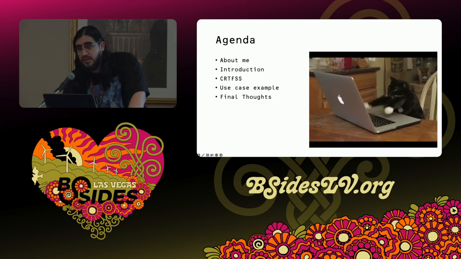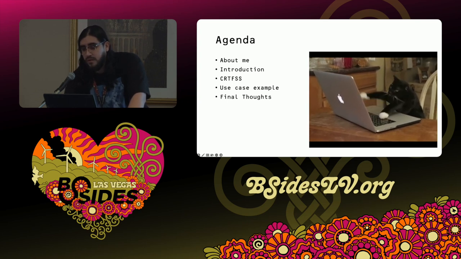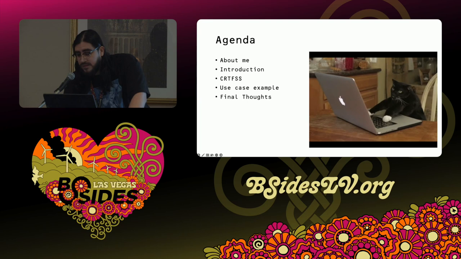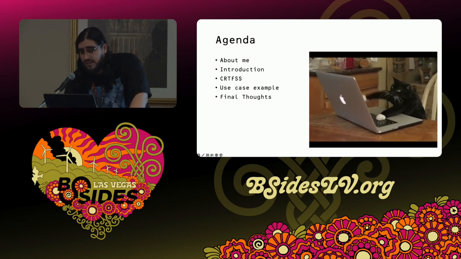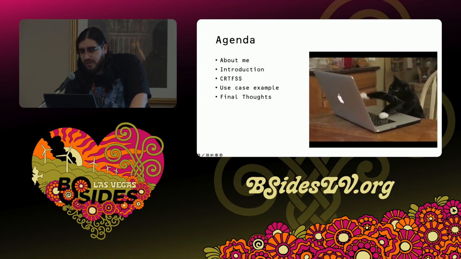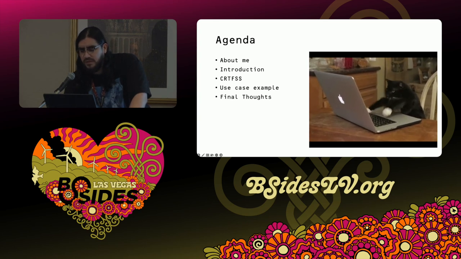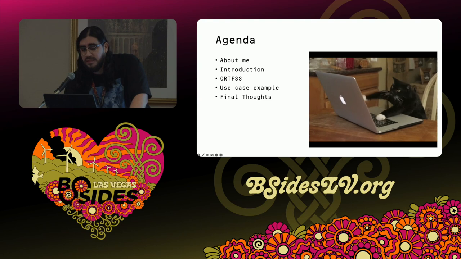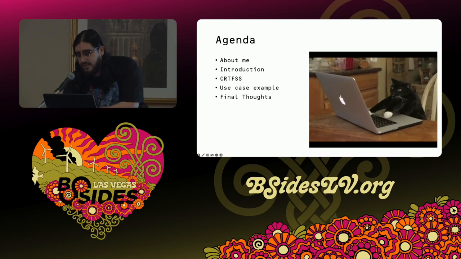Okay, so let's start. In this 20 minute talk, we will go over what the current problem is with prioritizing red team findings, the current efforts, and the CRTFSS as a solution to this problem. I will present this new methodology and its process, and to finalize, I will share a use case on how to use this methodology to prioritize your red team findings, as well as how to use the CRTFSS site.